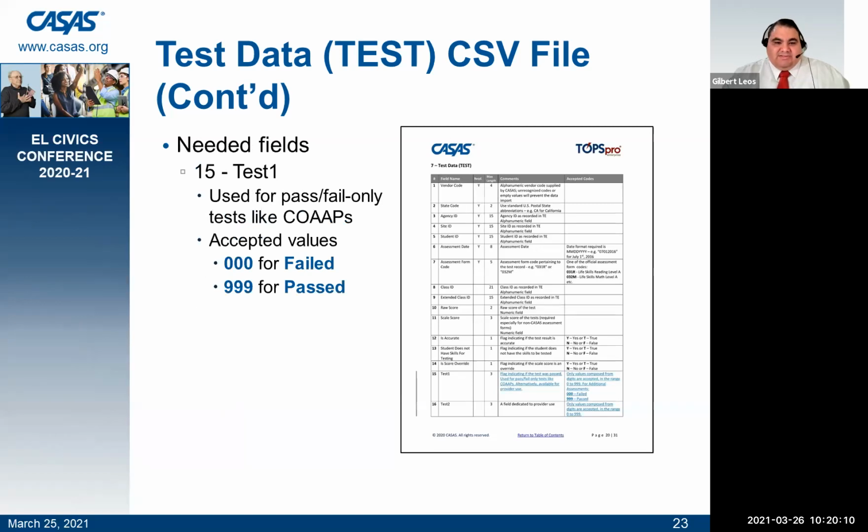Now the needed fields are field number 15, which is test 1. This is used for pass and fail only tests like COAPs. The accepted values are 000 for failed and 999 for passed. So if your student passed, you're going to type 999 into that field. If they didn't, you're going to type 000.